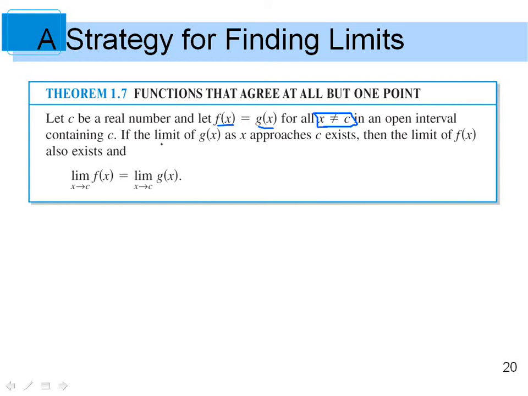So it says if the limit of g of x as x approaches c exists, then the limit of f of x also exists, and the limit of f of x as x approaches c is equal to the limit of g of x as x approaches c. So the limit is the same for that value of c, even though one function is not defined at c and the other one happens to be defined at c.